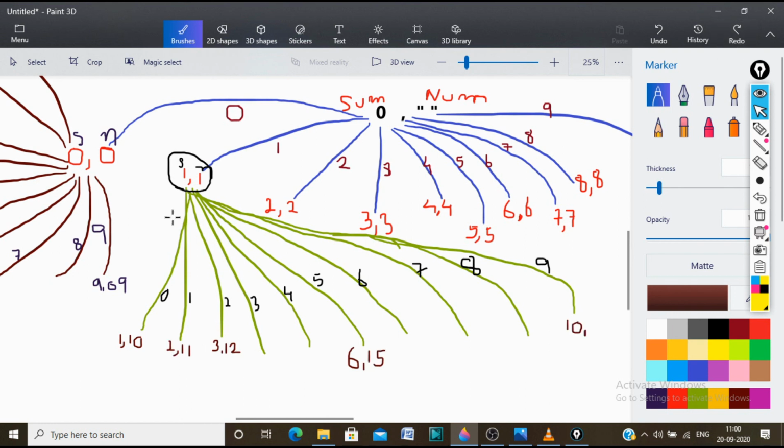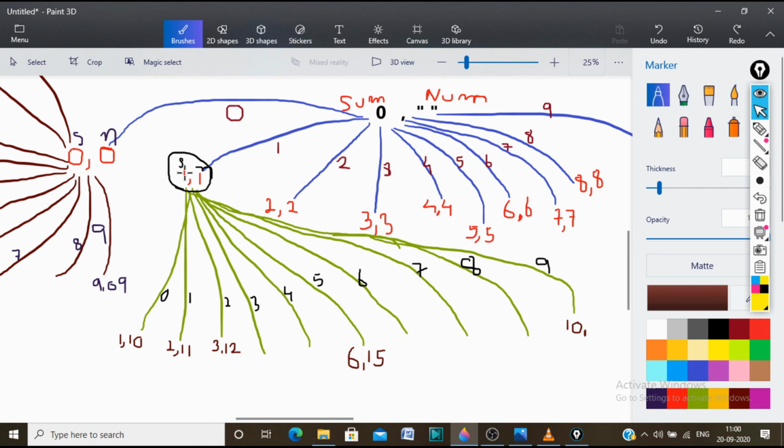Here what happens? The sum was 1. This is a 2, this is not 1. The sum was 1, 1 is added, it becomes 2. The sum becomes 2 and the number becomes 1 concatenated with the already present 1, which is 11. Here what happens? The digit is 2. The sum was 1, 1 plus 2, the sum becomes 3 and the number becomes 12, 1 and 2.